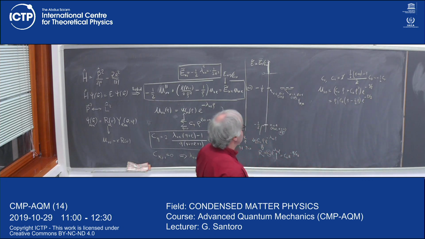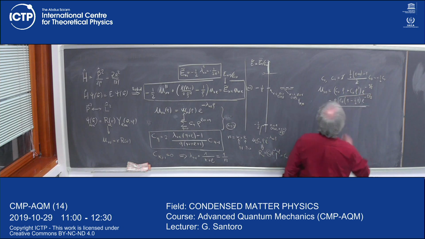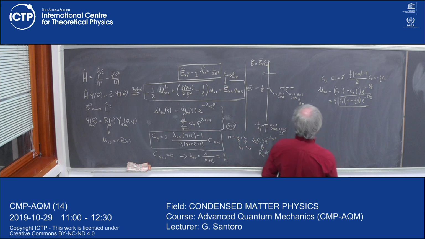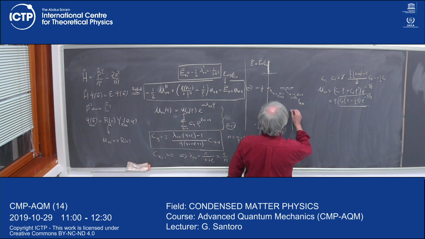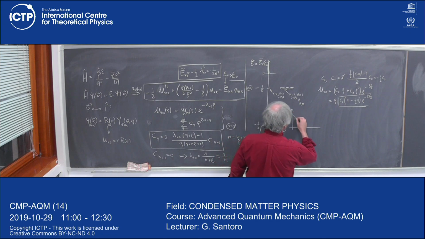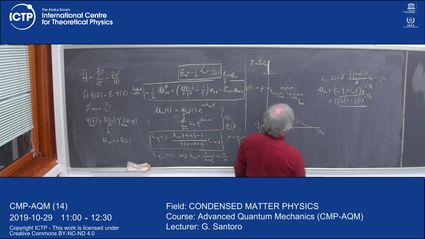Okay? And once again, if I want the R, all I have to look at is this. Okay? So let's plot a little bit things. So the 1s state was something like this. Okay? In terms of R. And in terms of R divided by the Bohr radius.